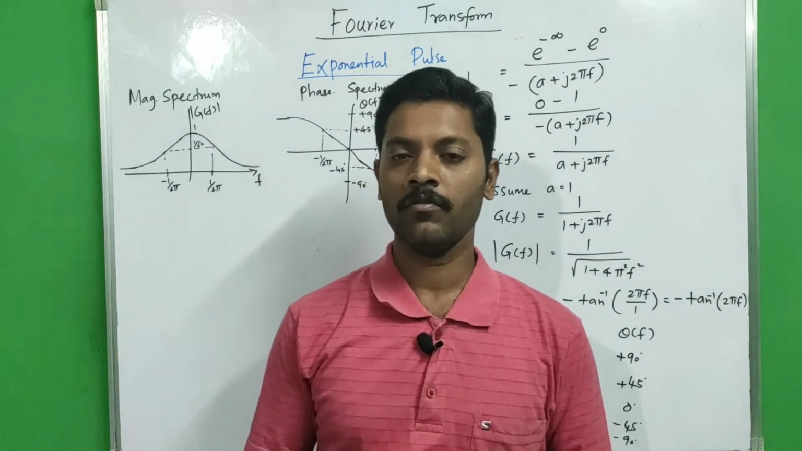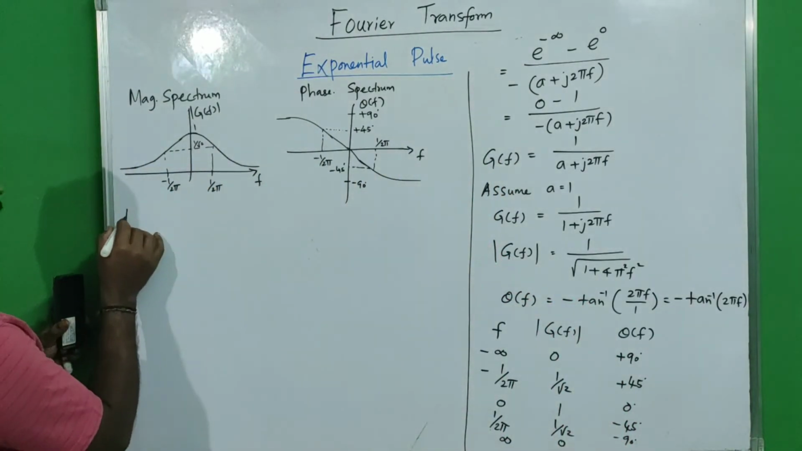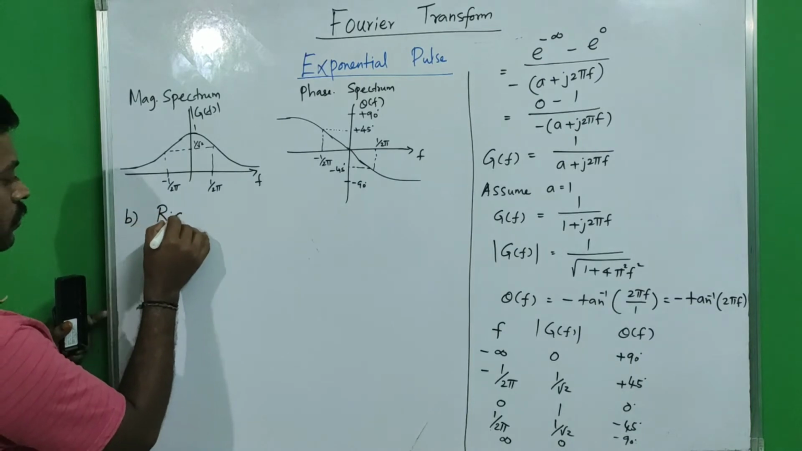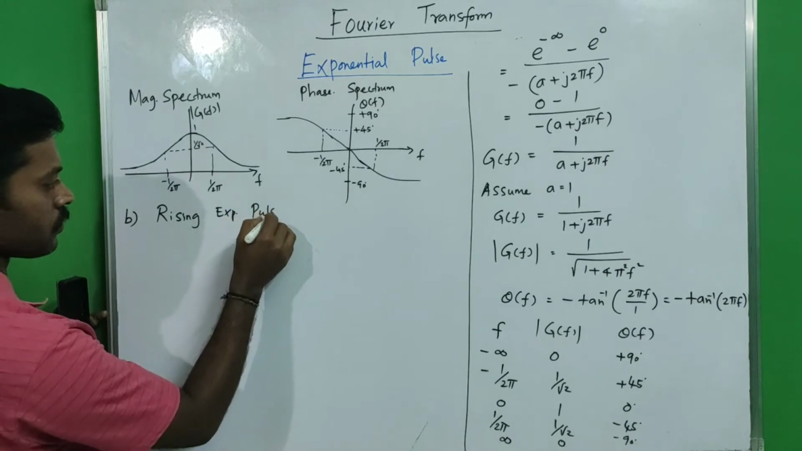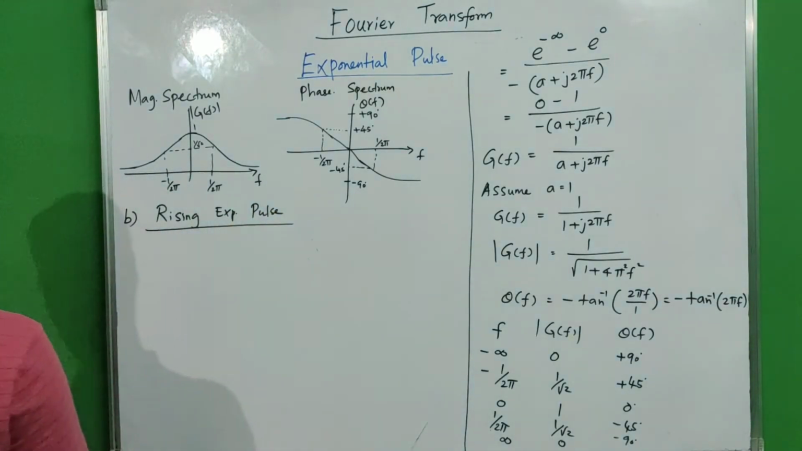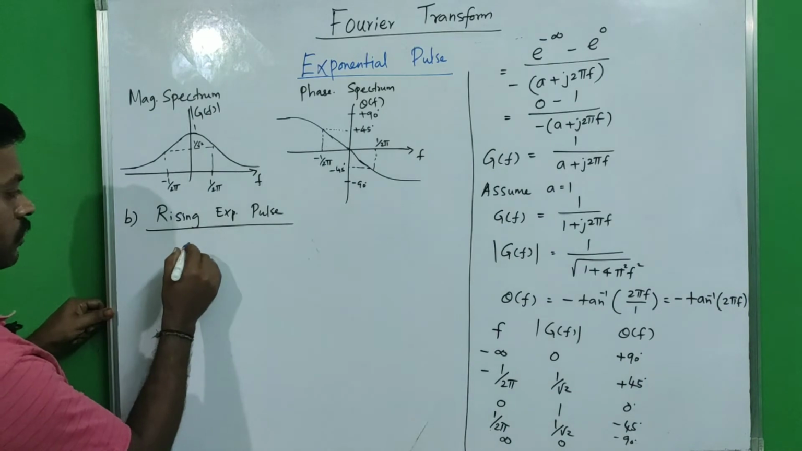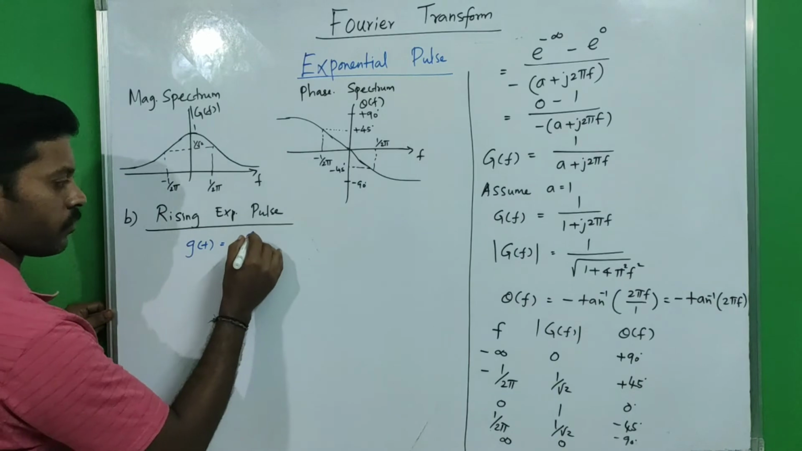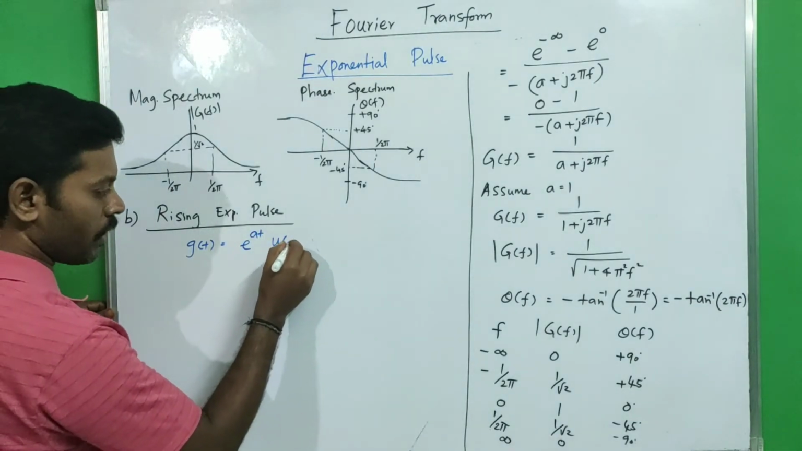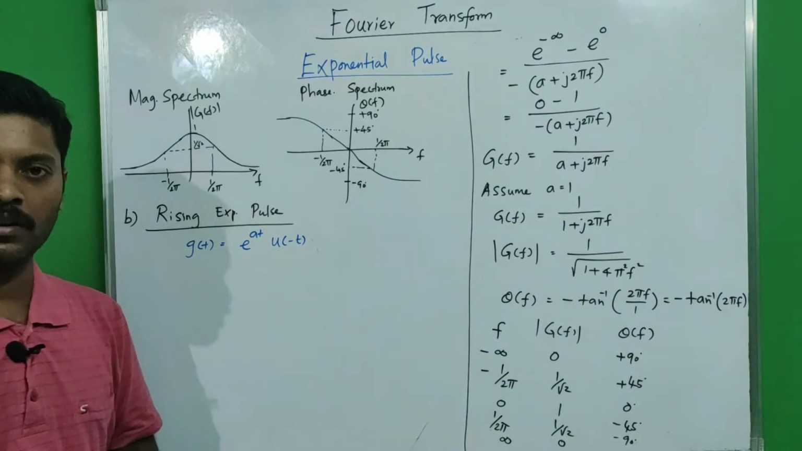Next we are going to find the Fourier transform for the rising exponential pulse. B, rising exponential pulse. Okay, we will see the equation first. g of t equal to exponential of at into u of minus t. So this is the mathematical representation of the rising exponential pulse.